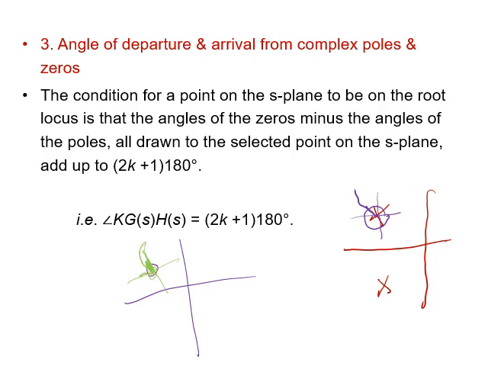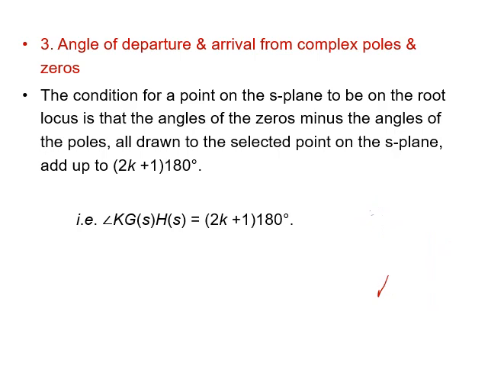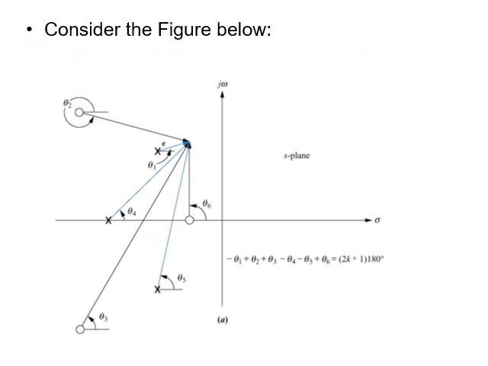This is going to be clear after a while, but I want you to get a very small idea about the angle of arrival and departure, and later we will calculate and draw to make ourselves clear about it. Now, how am I going to get the angle of departure and arrival? It says any point on the S plane is going to be on the root locus if it satisfies this equation. Let us see what it means in the next slide.